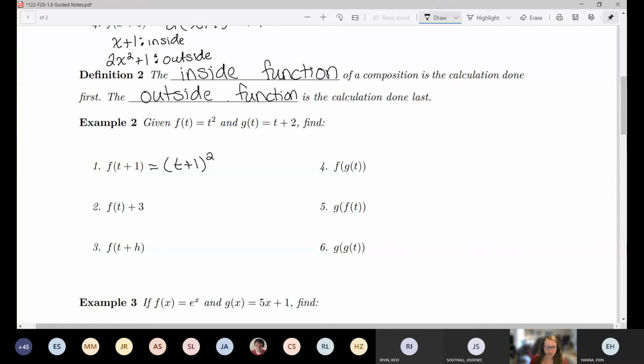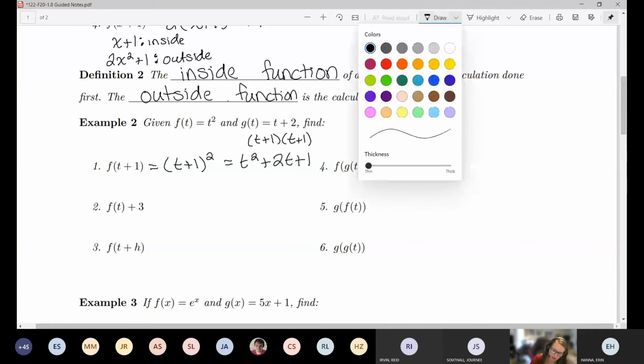Most of the time, I will never ask you to simplify these. You can simplify them if you want, but you'd have to FOIL it out. It'd be t plus 1 times t plus 1, and you'd have to distribute and all that jazz.